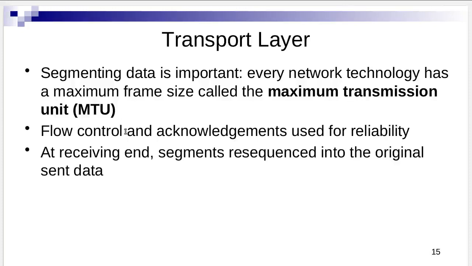You use flow control acknowledgements for reliability. That is, if you have 1,000,000 segments to send out, you don't send out all 1,000,000 at a time. You send out a small window of maybe 10 or 20, and then wait till they're all received reliably, and only then when they're all received do you send the next set of 10 or 20 or whatever. And at the receiving end, these segments have to be resequenced, that is, assembled back into the original data that was sent out from the sender.